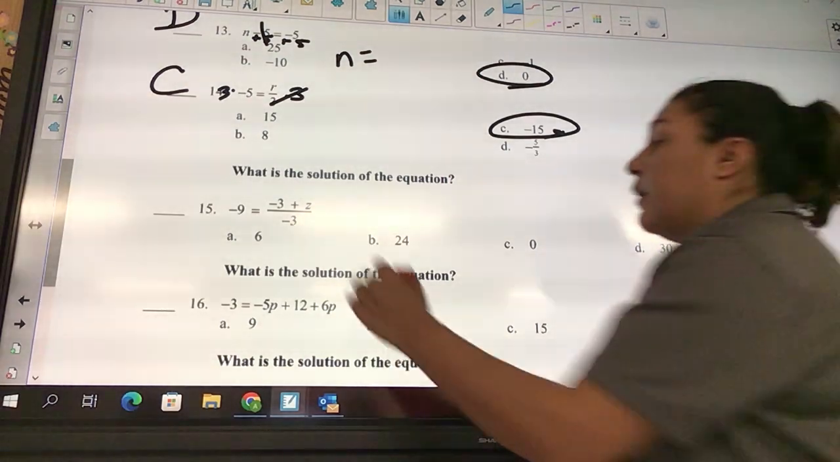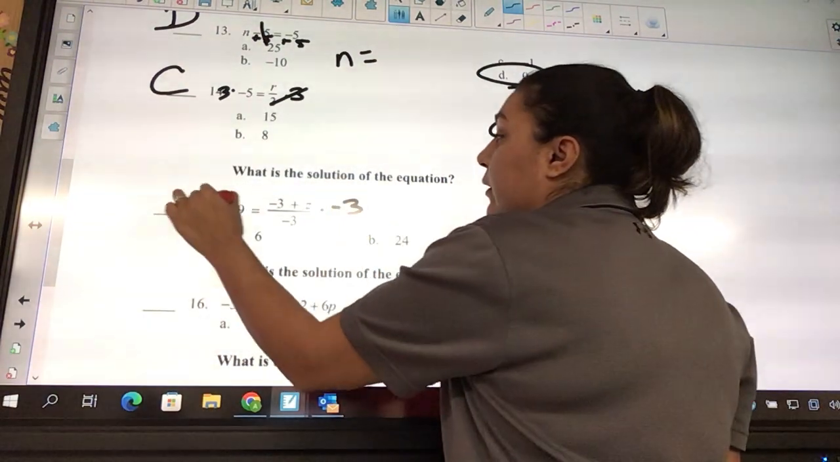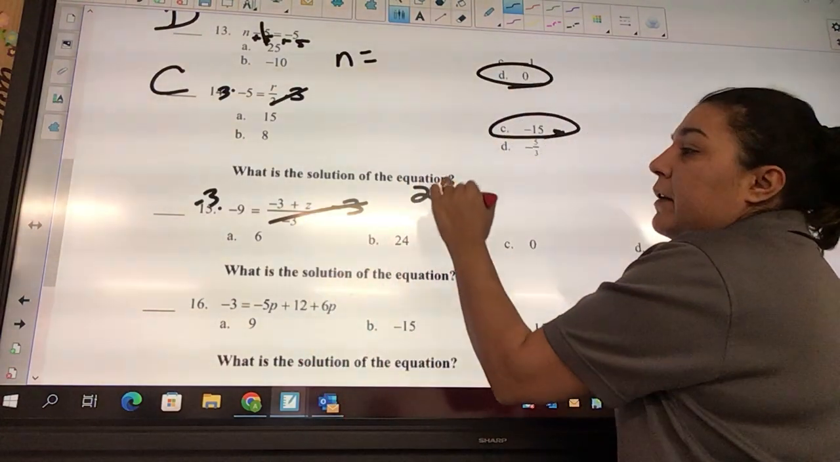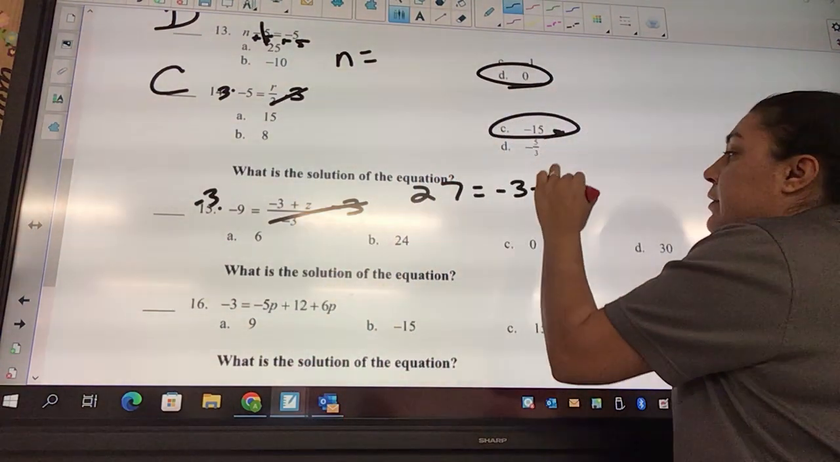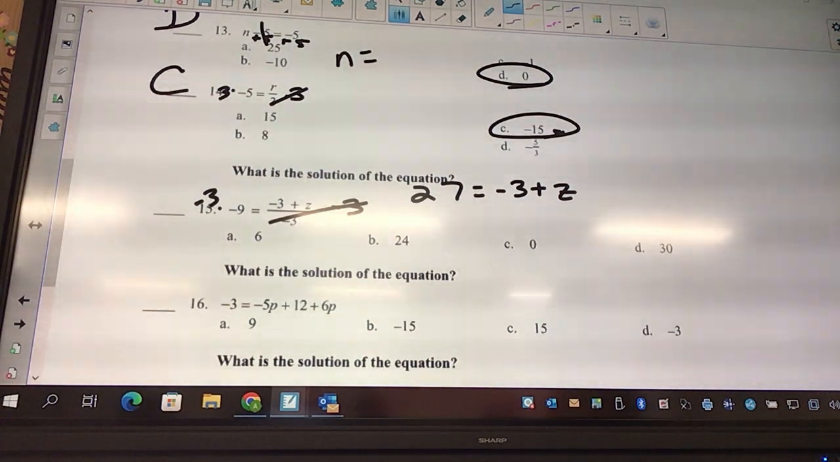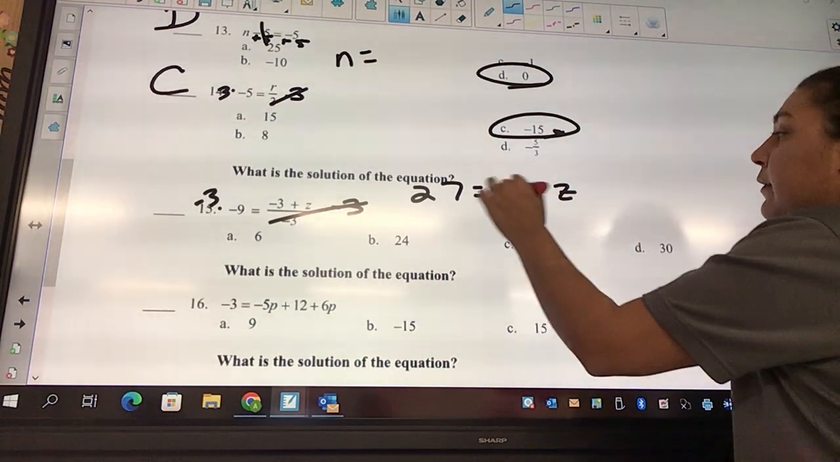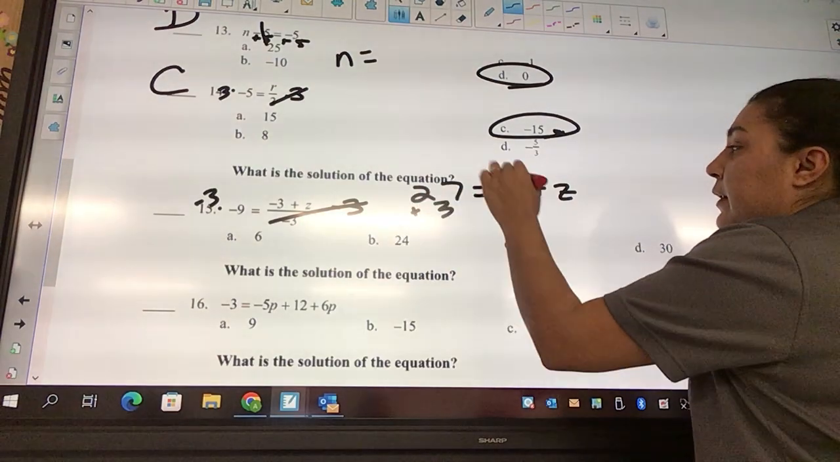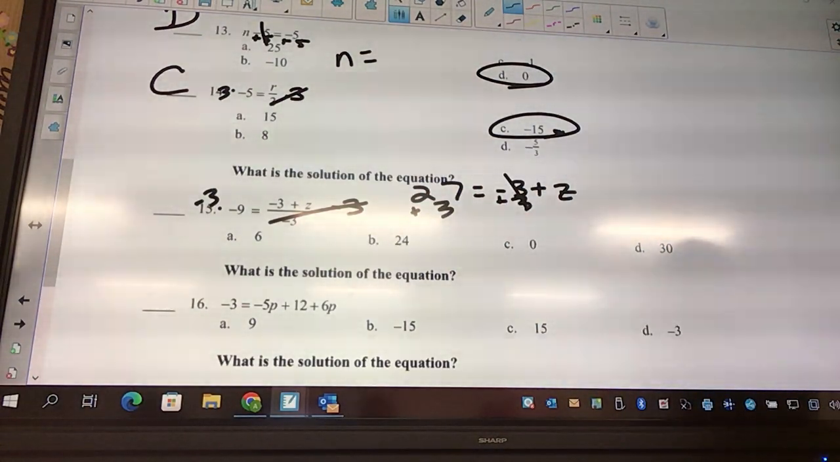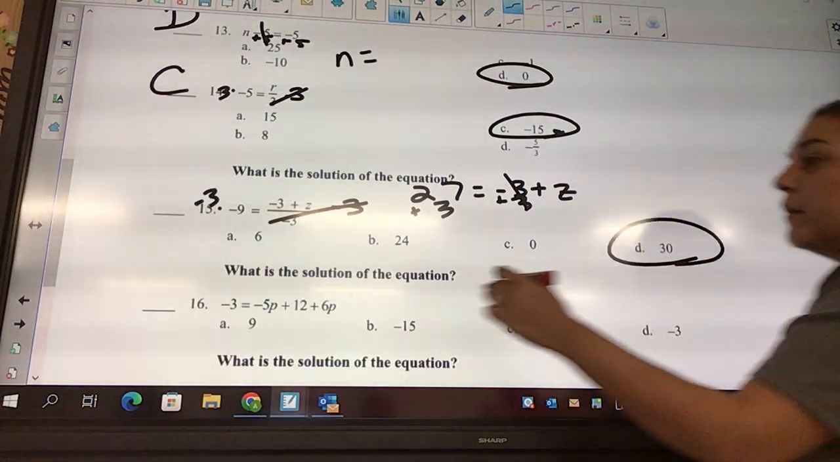Times negative 3. Okay, we got to get rid of that bottom part of that fraction. So I'm going to get 27 equals negative 3 plus Z. Okay, and then what? Plus 3. So what is 27 plus 3? 30, which is D.